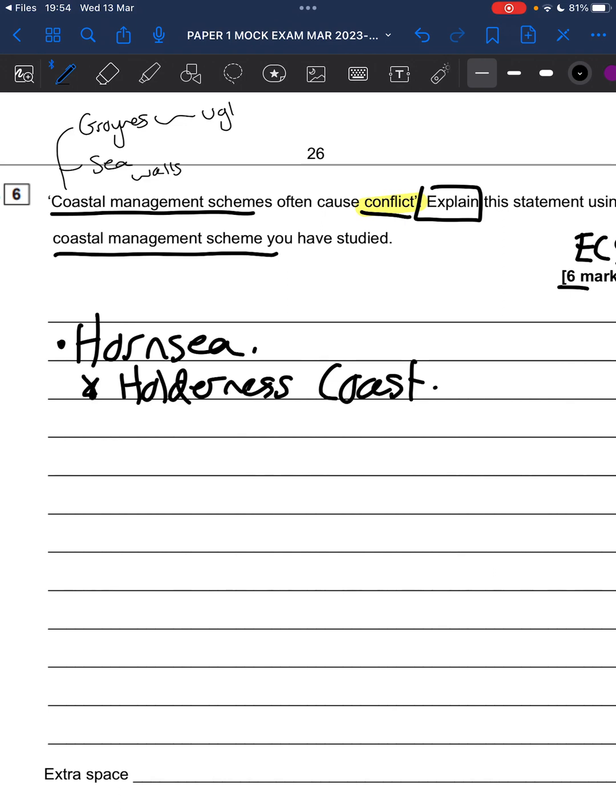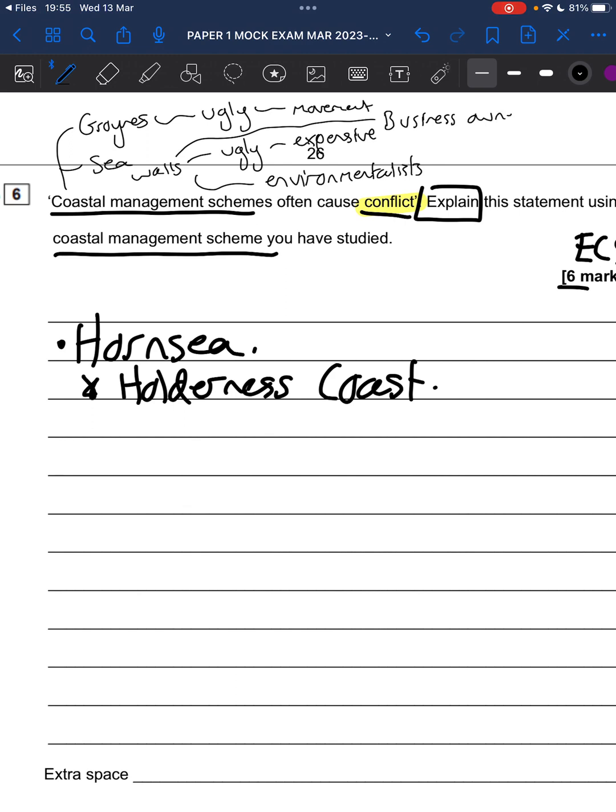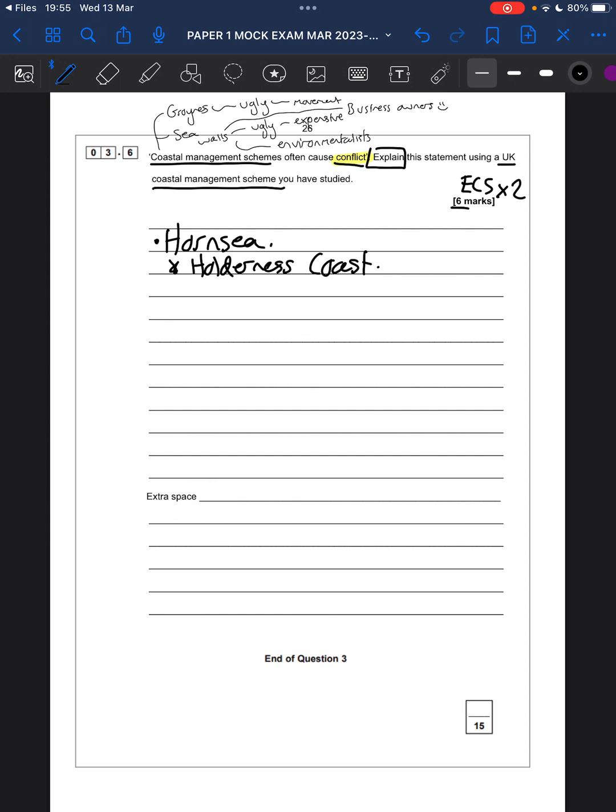And you could say, well, groins, they're quite ugly. They can restrict movement. Seawalls, again, people can think they're quite ugly, but they're also really expensive. And then as you develop your detail, you're thinking, well, seawalls often can really upset environmentalists because they can damage the environment. So environmentalists may not be a fan of them. But on the flip side of that, business owners might quite like them because it keeps their businesses safe. Or homeowners.